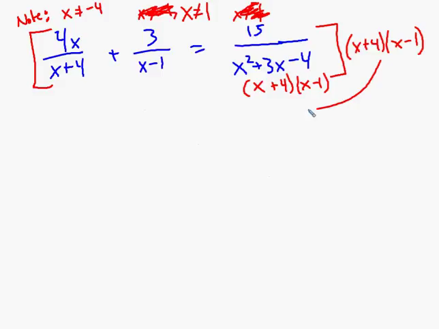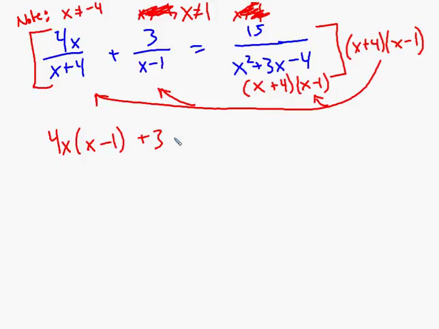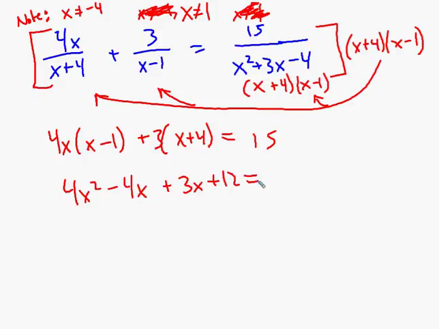Alright, so we distribute this to each term. The x plus 4 is canceled, so I get 4x times x minus 1 plus 3 times x plus 4. And then all of that cancels, so I get 15. Now what do I do? Distribute. So I get 4x squared minus 4x plus 3x plus 12 equals 15. Get everything to one side because it is quadratic.